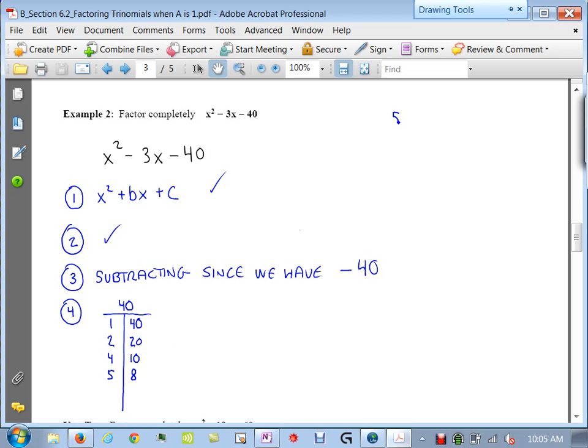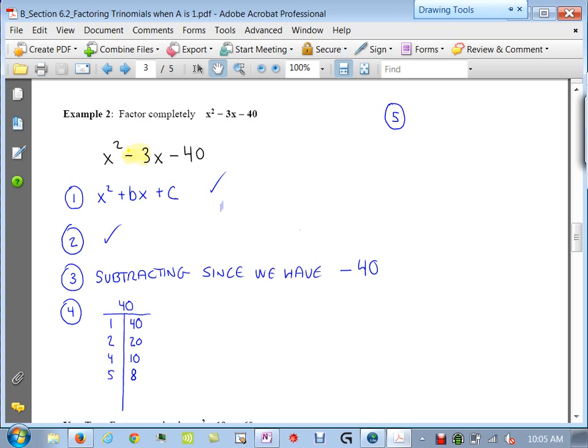The fifth step is to determine two numbers on that table that subtract, right? That subtract to give you negative 3, right? See how I highlighted that negative 3 up there? We want to try and figure out from this table, which of those numbers could I subtract to get a negative 3?